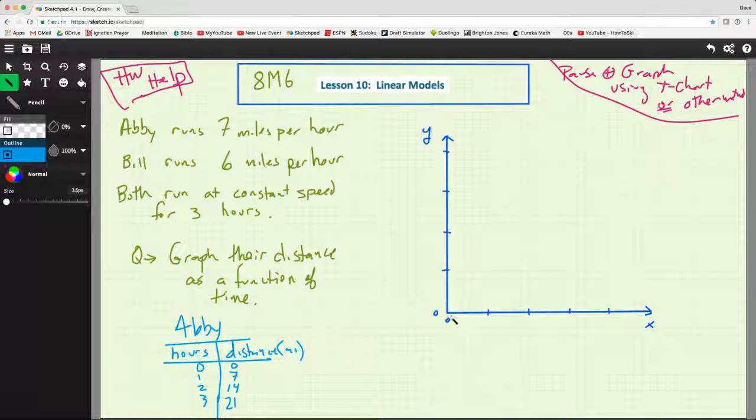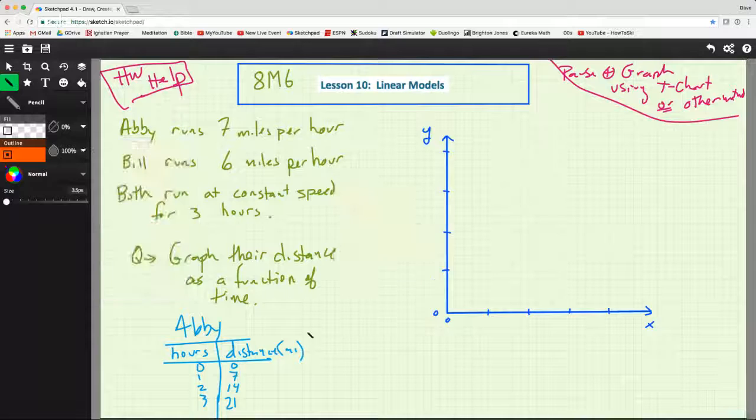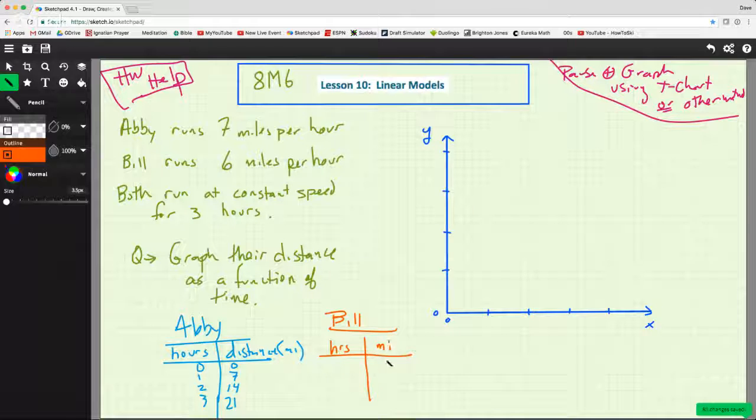So if we graphed her distance, well, now we've got to figure out, let's do Bill real quick. Bill will be in orange, and his hours and his mileage. After 0 hours, he's gone 0. After 1, if he goes 6 miles every hour, after an hour, he's gone 6. After 2, he's gone 12, and after 3, he's gone 18.